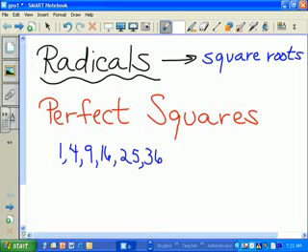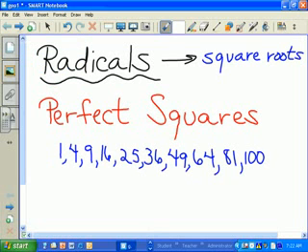6 times 6, 36. 7 squared is 49. 8 squared is 64. 9 squared is 81, 10 squared is 100, and then of course there's an infinite number of perfect squares. So this I'm going to write at the top of my paper every problem we do, and we're going to look at the largest perfect square factor.